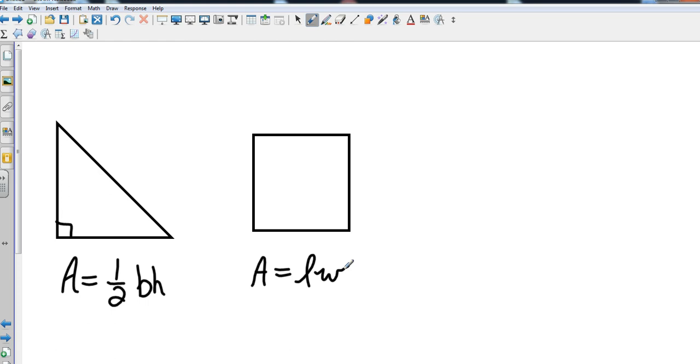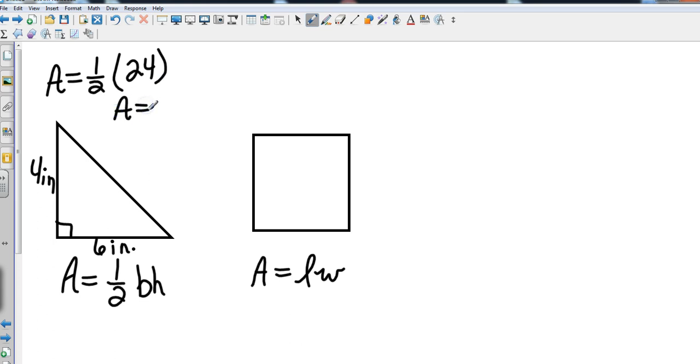So we could say if this had, let's call that 4 inches. And even though it doesn't look like it, let's call that 6 inches. Let's just test it as it is, not as it looks. And so the area of that will be 1/2 of the base times the height, which in this case is going to be 6 times 4, 24. And that's going to be an area of 12 inches.